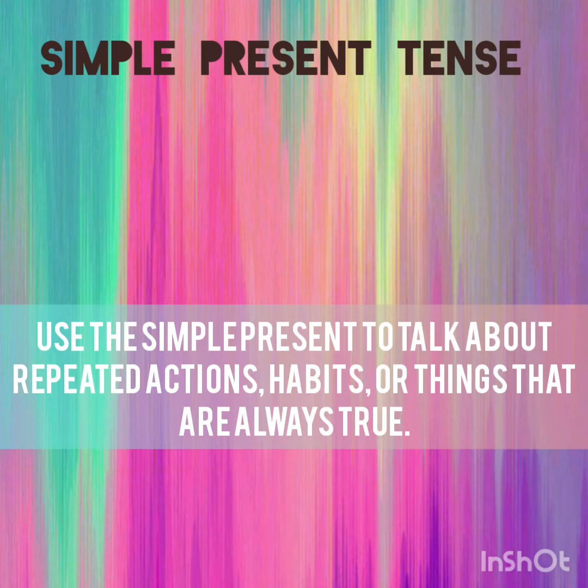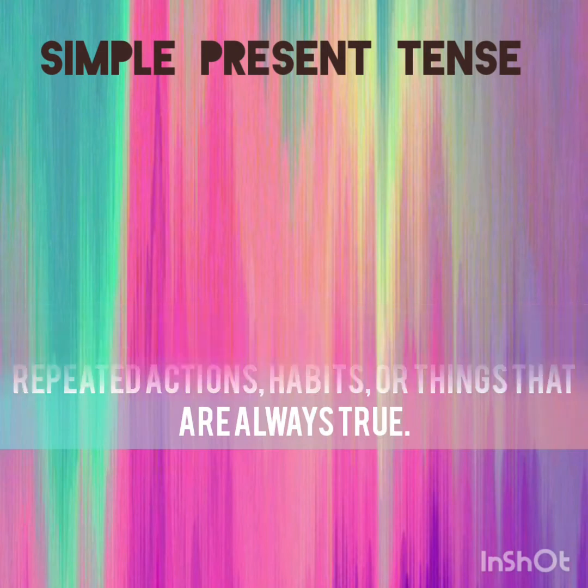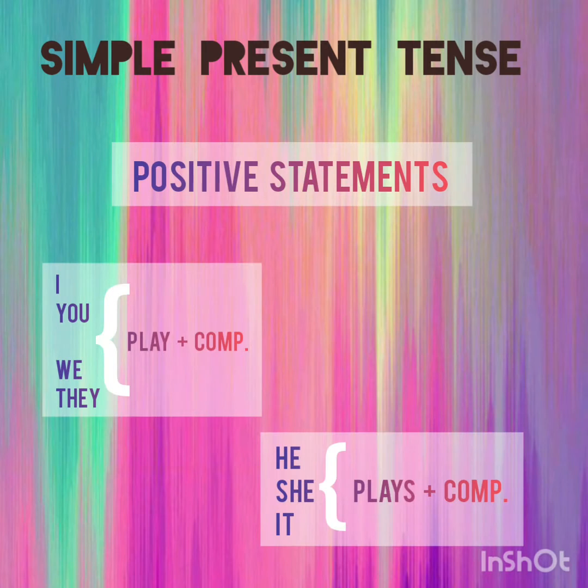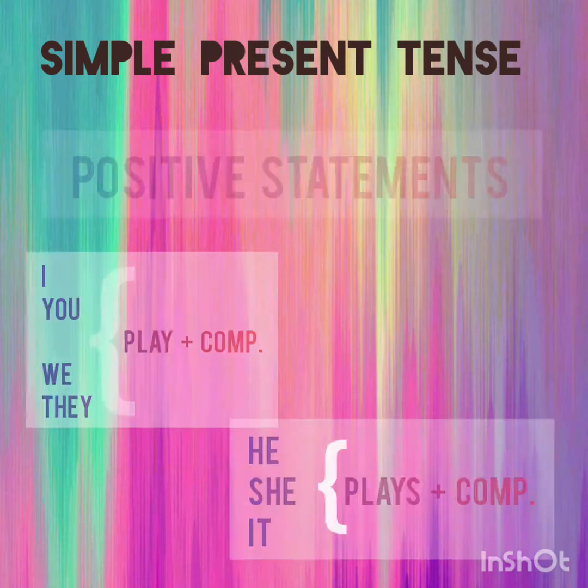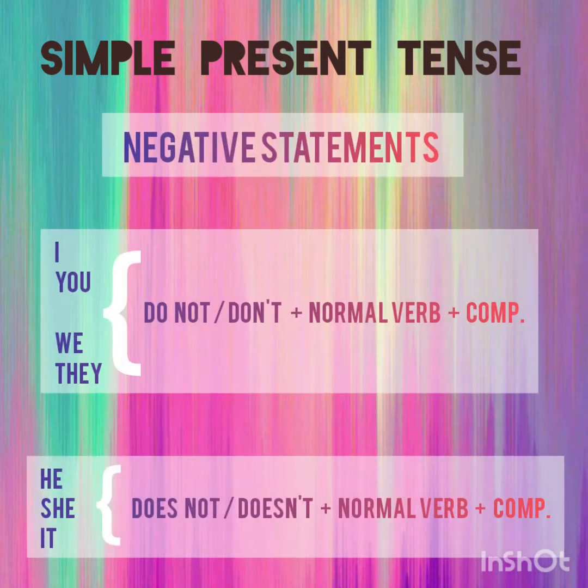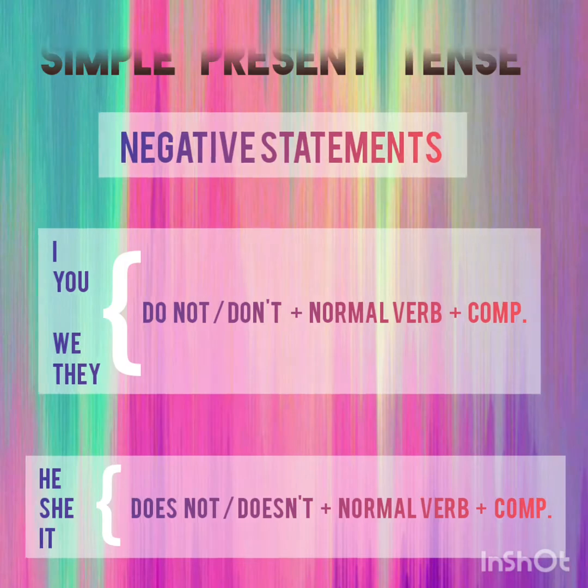Simple present tense. It is used to describe common actions that happen with certain frequency. When I, you, we, or they are used, the verb is written in the base form and the complement is added to it. In the case of a negative sentence with I, you, we, and they, do not or don't is added before the normal verb plus the complement. And for he, she, and it, does not or doesn't is added plus the normal verb plus complement.